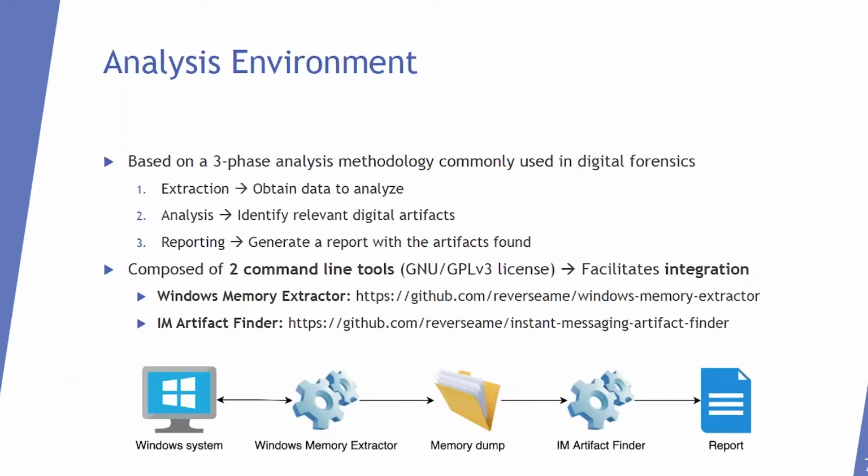The first of these tools, called Windows Memory Extractor, takes care of the extraction phase, and it obtains the contents of a process that is running on a Windows system. The second tool, Instant Messaging Artifact Finder, or IM Artifact Finder, takes care of the analysis and the reporting phases. It analyzes a process dump from an instant messaging application previously taken with Windows Memory Extractor, and then it generates a report containing the information about the artifacts that were found.